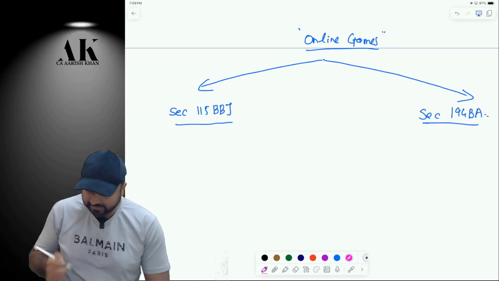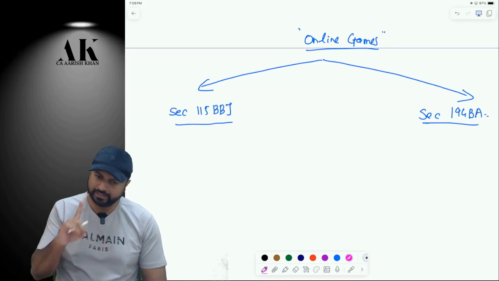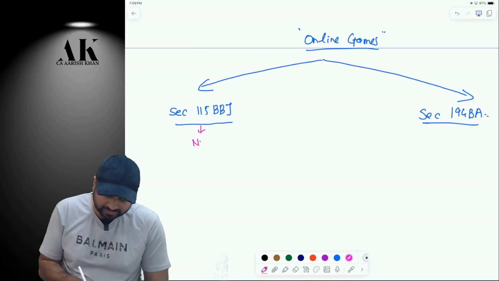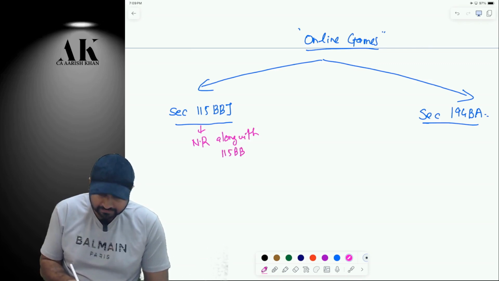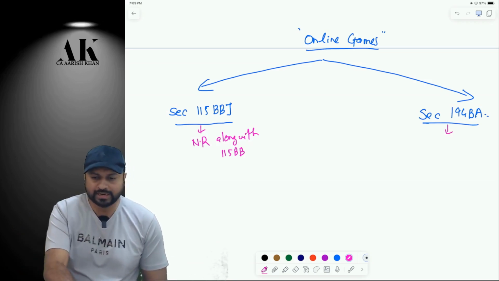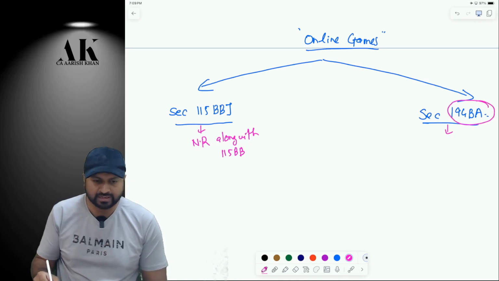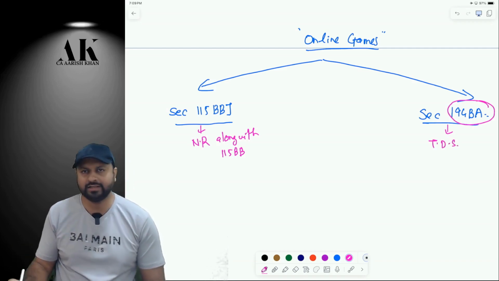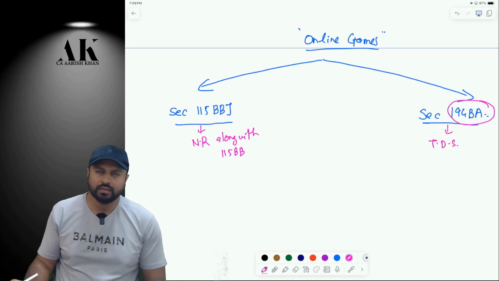Sir, where will we find these sections in our book? I'll let you know. Okay. This you will find in the chapter of non-resident, which we have done, along with 115BB. You can go and check. And 194BA, as the number suggests, has to be in the chapter of TDS and TCS.